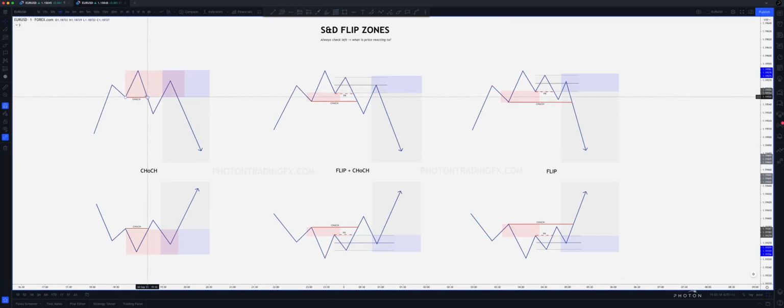So here, all we have is a CHoCH because we've just been looking at market structure being taken out, right? Then we look for what caused that change of character, what caused that break of the high or the low, and then we look for price to come back into it. But here, we do have the exact same thing. We have the CHoCH, but before the CHoCH, what happens? Well, we see that battle between supply and demand.